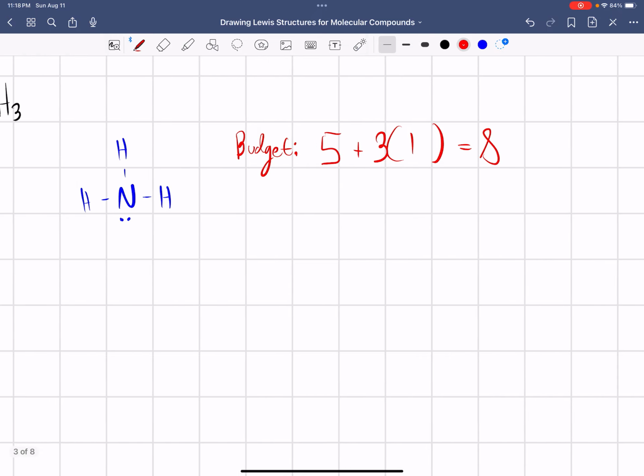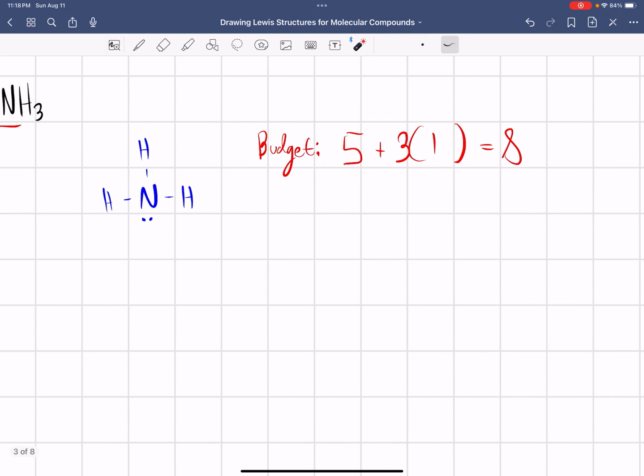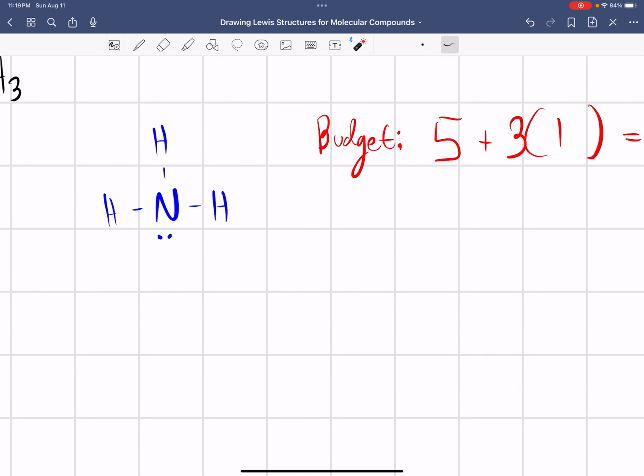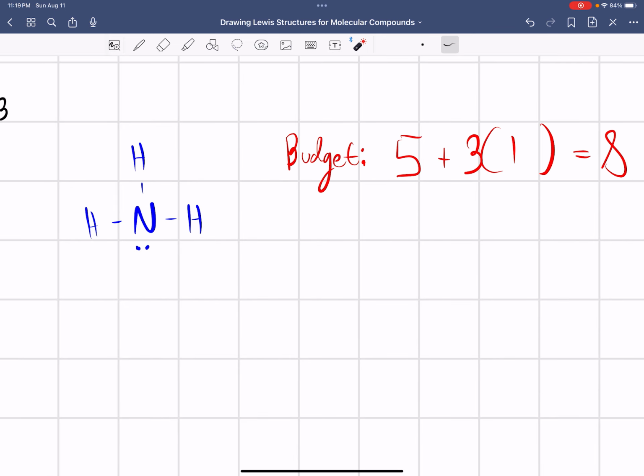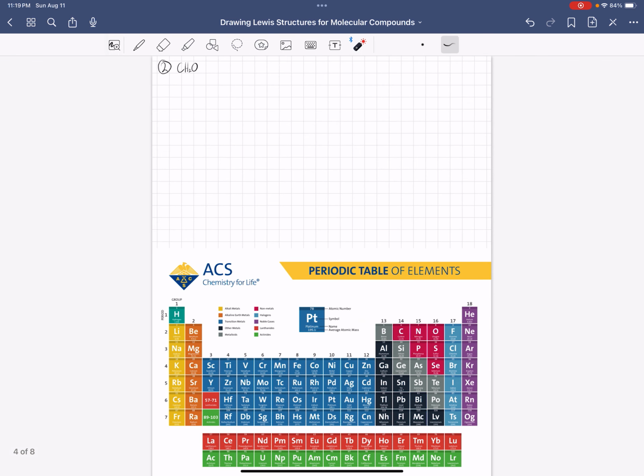So now we take a look at our structure and we see how many electrons we used and compare that to our budget. So remember, the bonds count for 2 electrons, so 2, 4, 6, and then we have a lone pair here making 8. And our structure uses just the right number of electrons to match our budget, so we are done. And indeed, this is the Lewis structure for ammonia. On to the next example.